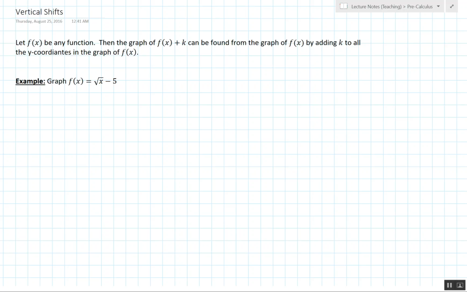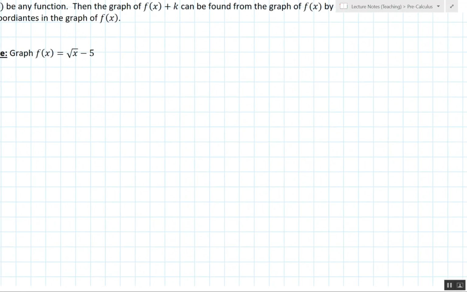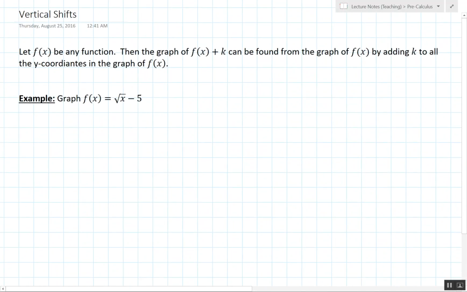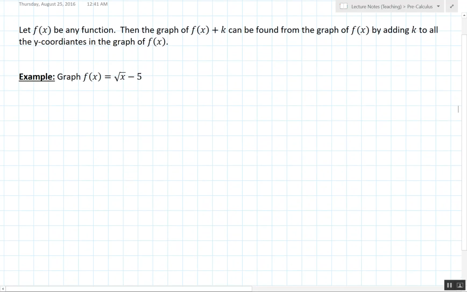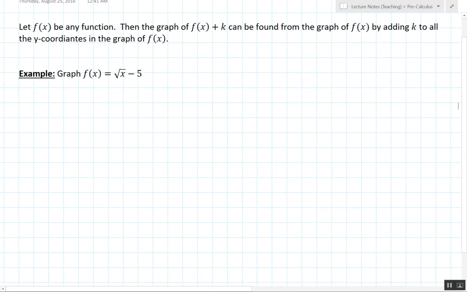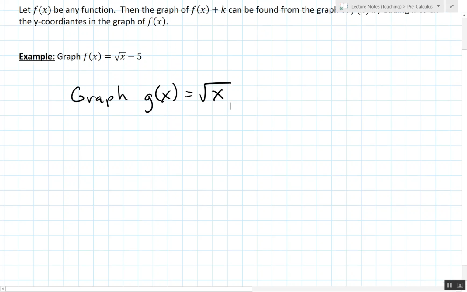So let's start off with this first example. I'll make this a little bigger. We're going to graph f of x equals the square root of x minus 5. Until you get the hang of this, you want to do this in a bunch of steps. So the first thing I'm going to do is graph the function g of x equals, not the square root of x minus 5, but just the square root of x.